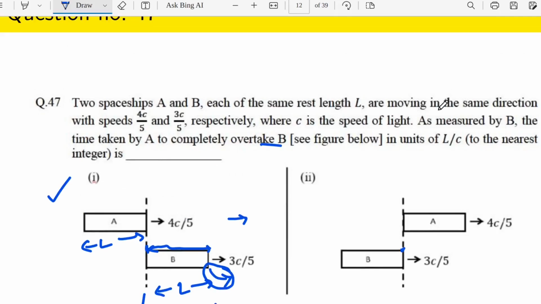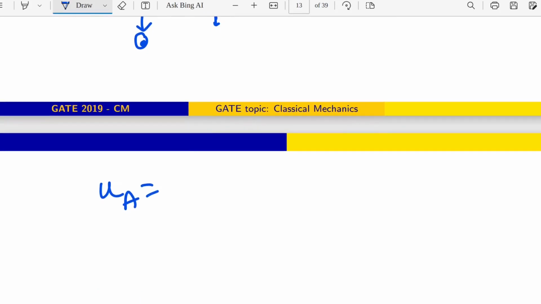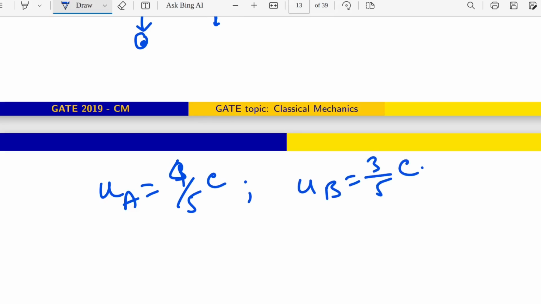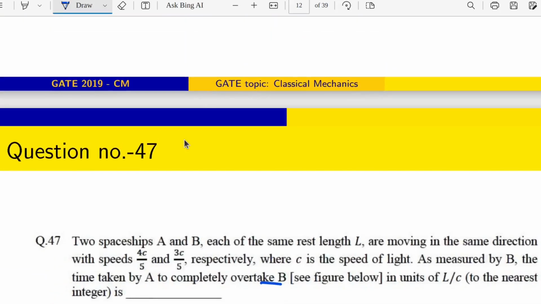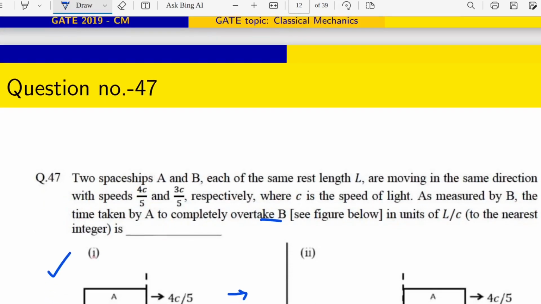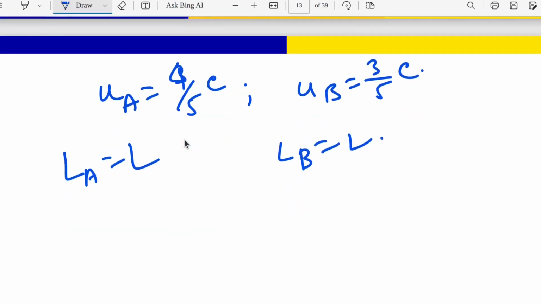The speeds of A and B are 4c by 5 and 3c by 5. That means U of A is 4c by 5, U of B is 3c by 5. And they have also given that the length of A is L, the length of B is also L. These four things they have given.